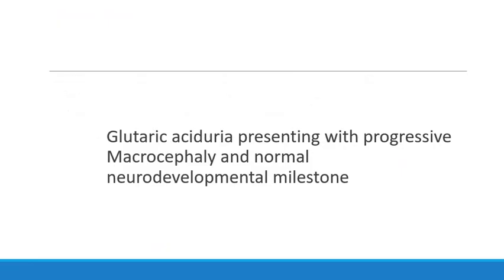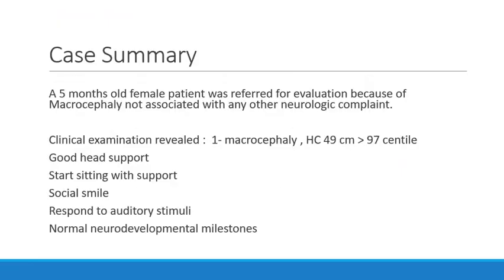She was a 5-month-old female patient referred for evaluation because of macrocephaly, not associated with any other neurological complaint. Clinical examination showed only macrocephaly. Her head circumference was 49 centimeters at the age of 5 months, which was above the 97th centile for age. She had good head support, a social smile, and responded to auditory stimuli.